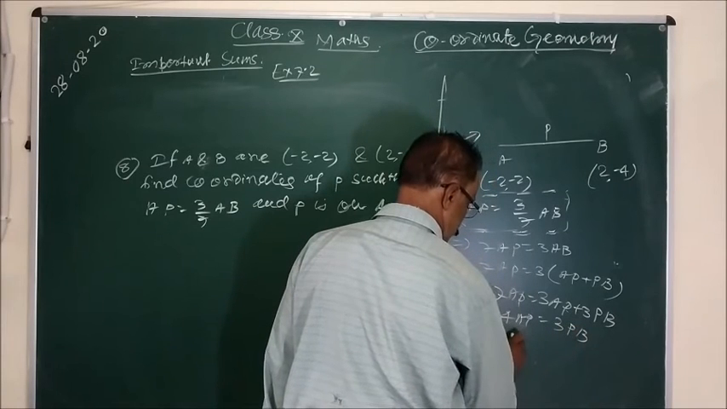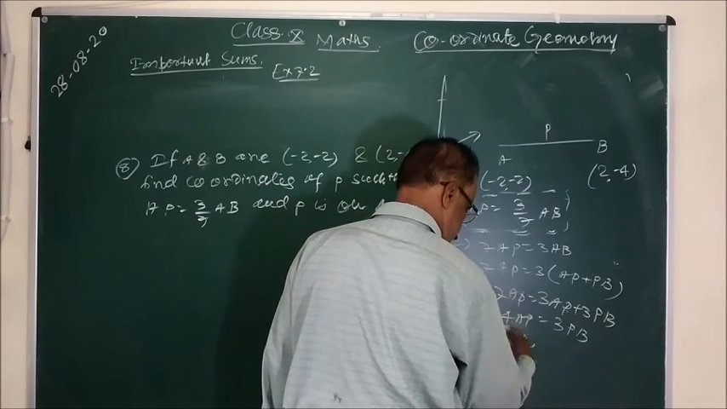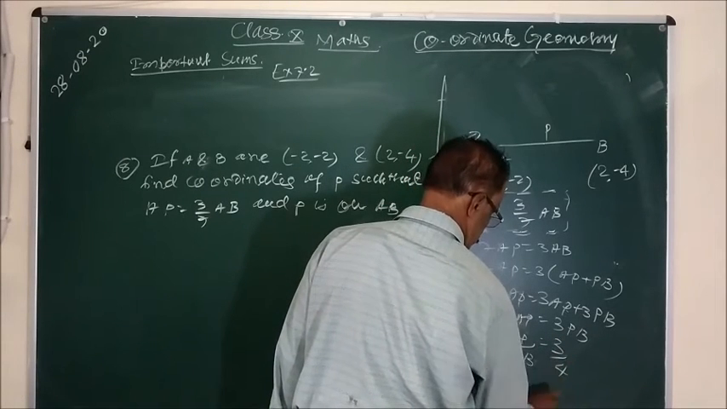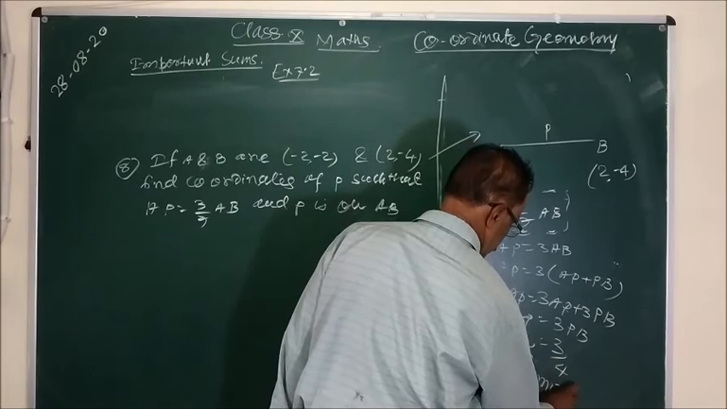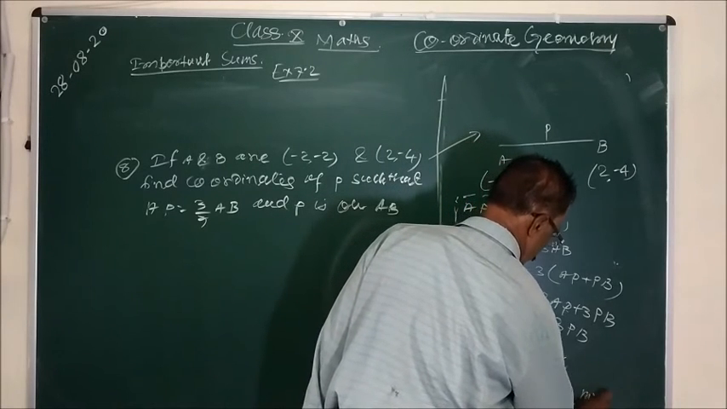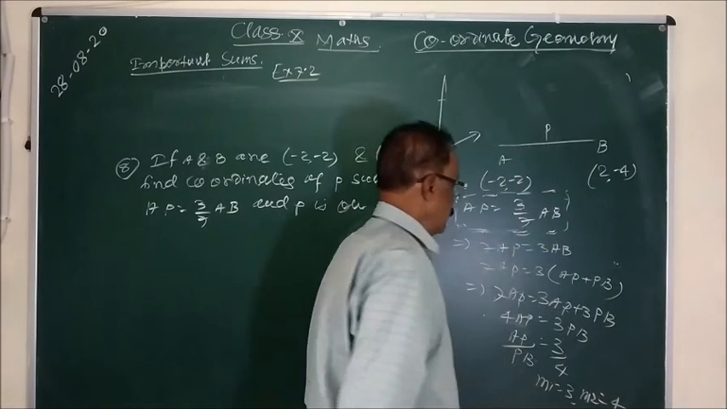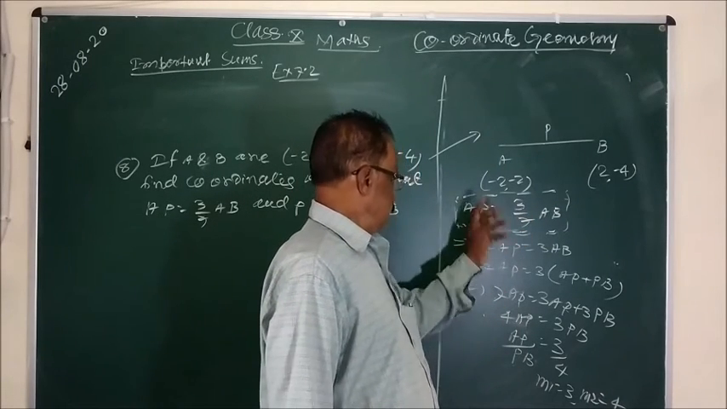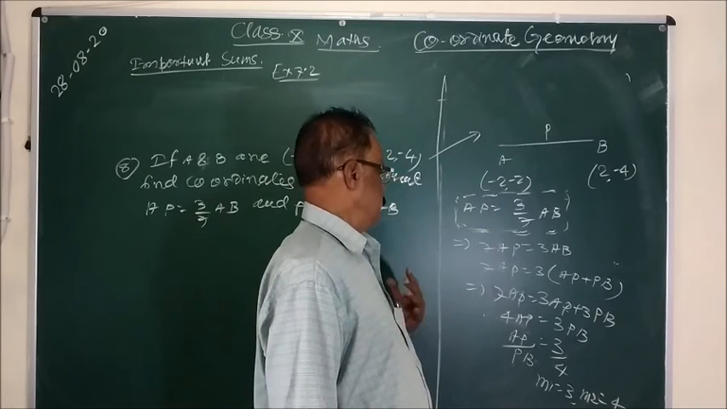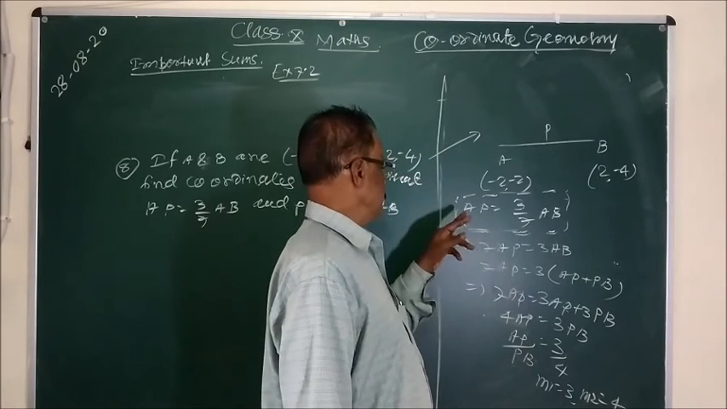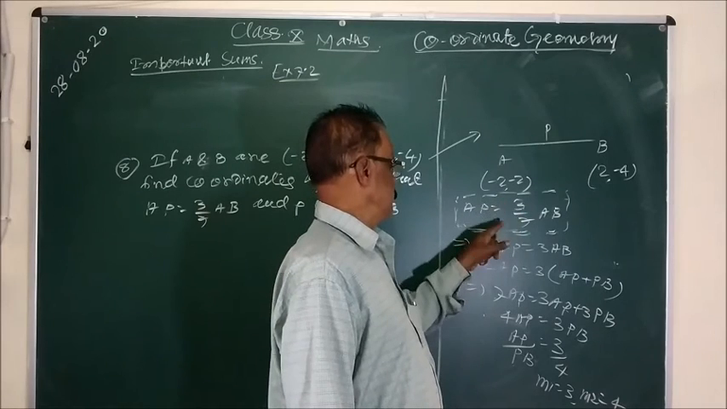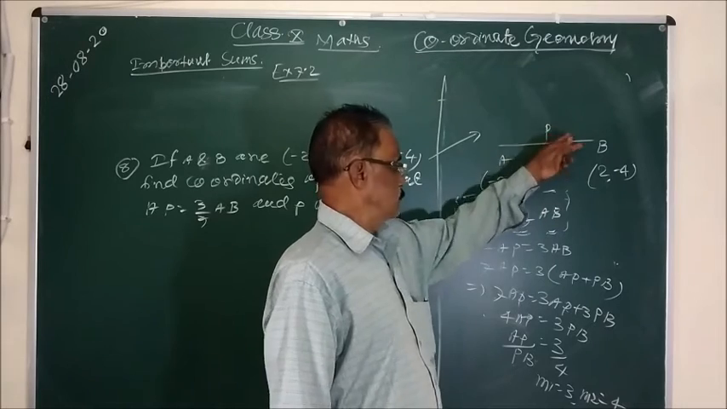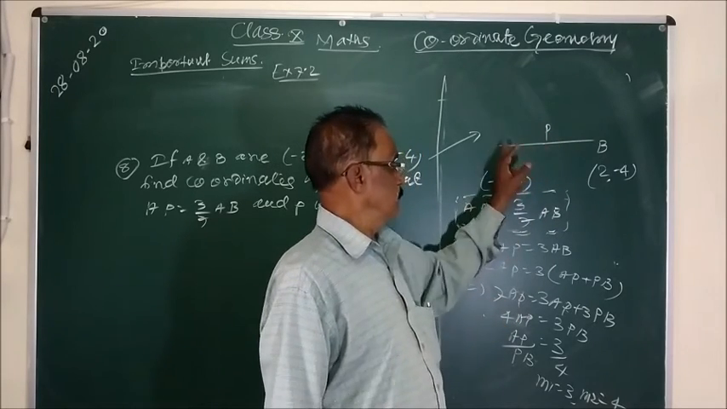So this will be 4AP is equal to 3PB. So what is the ratio? AP by PB, you transfer here, is equal to 3/4. This is m1, 3, and m2, 4. This is the difficult portion of this question. Or if you use your understanding, it is very simple. 3/7 means AB is 7, this is 3, so this will be 4. So 3:4 is the ratio.